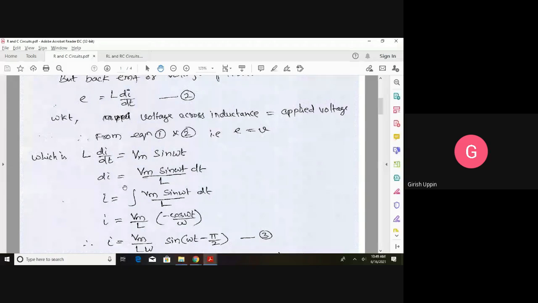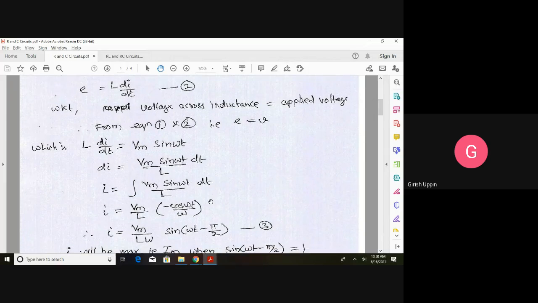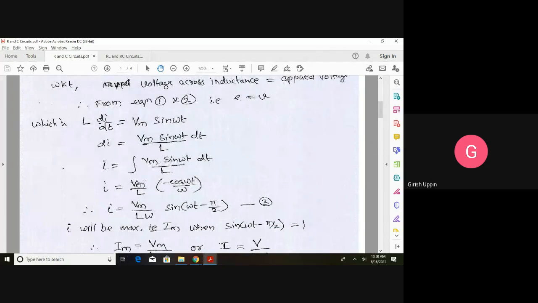Integrating the left hand side of the equation, the integration of di is I, which is nothing but the instantaneous value of the current. On the right hand side, the integration of Vm sin omega t divided by L into dt. Vm by L is constant, so we take it out. The integration of sin omega t into dt is minus cos omega t. You have to see the integration is with respect to time, that is dt, minus cos omega t divided by omega, and we know that omega is also a constant.